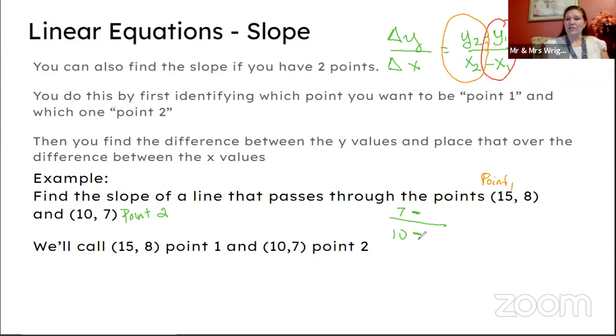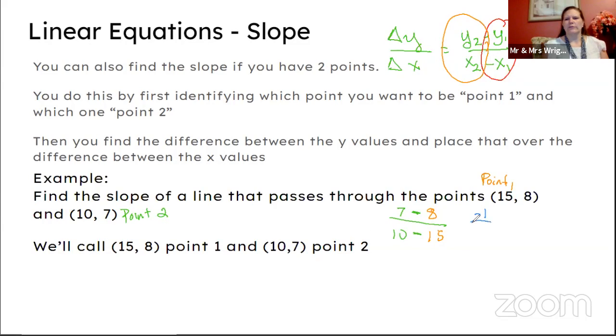It may change if one of my numbers in the next point is negative. This will change to a plus instead of a minus, but I know I need to start with a negative there. All right, so let me look at point 1. On the top is the y, so I'm going to put 8 here, and on the bottom is 15. All right, so 7 minus 8.